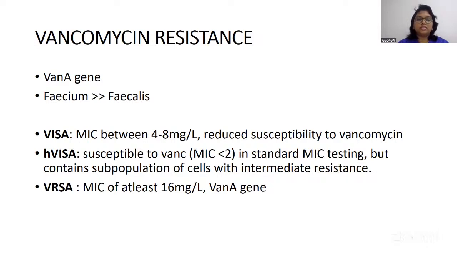VRSA is vancomycin-resistant Staph aureus, which is fully resistant to vancomycin. The MIC is more than or equal to 16 mg per liter. The vanA gene is responsible for this. So if you look at these three, the resistance is maximum with VRSA, followed by VISA and then hVISA. But it is clear that there is more complexity in treating hVISA than the other two, because detecting it is difficult. The name itself suggests that heterogeneity is there, that becomes difficult to pick up.